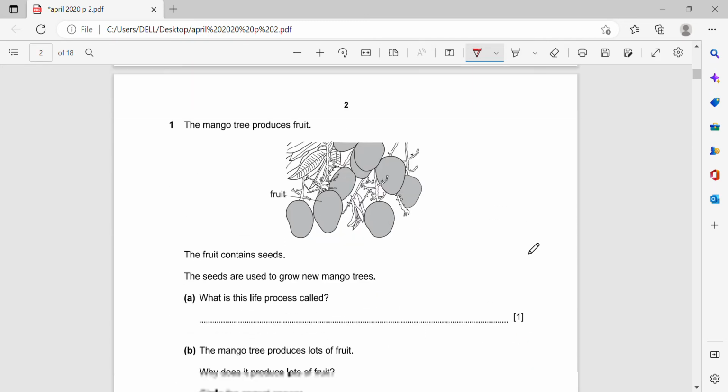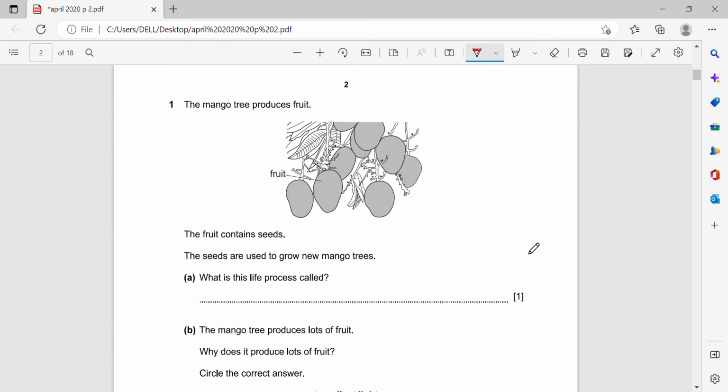Let's start with the first question. The mango tree produces fruit. The fruit contains seeds. The seeds are used to grow new mango trees. What is this life process called? What is the life process where the seeds give me a new mango tree?